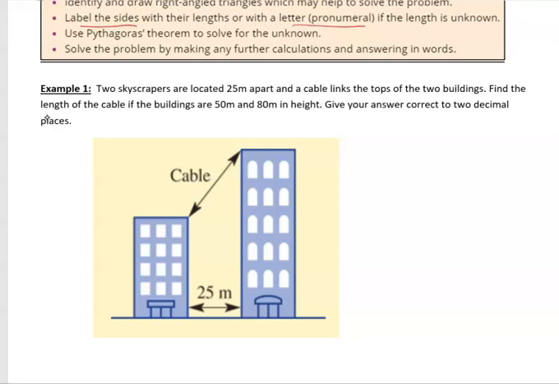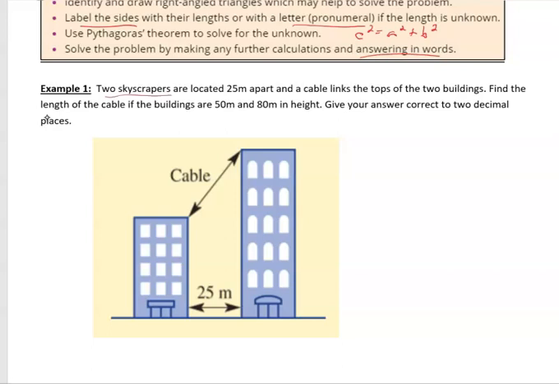We need to label the sides with their lengths and with a letter, a pronumeral, if the length is unknown. Then we use Pythagoras' theorem, which says the hypotenuse squared is equal to the other two sides, each squared, added together. Solve the problem by making any further calculations, and of course we want to answer it using words. So this is very practical.